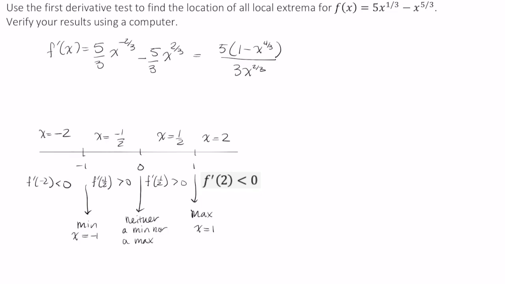So when x equals -1, f is equal to -4, and when x equals 1, f is equal to +4. So my minimum is at -1, -4, and our local max is at +1, 4. Finally, let's verify our result using technology.